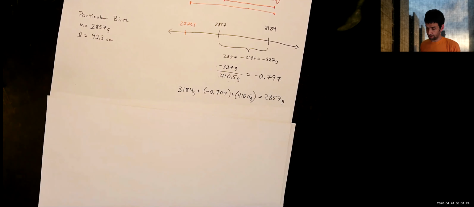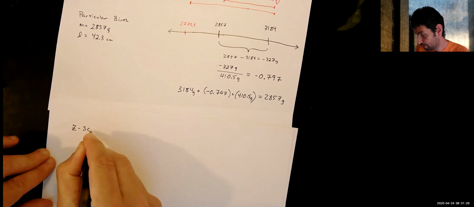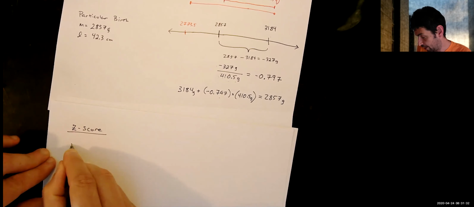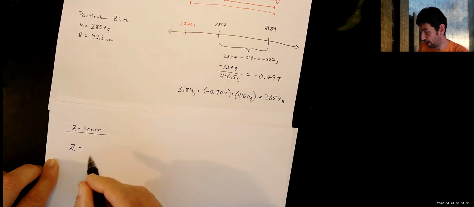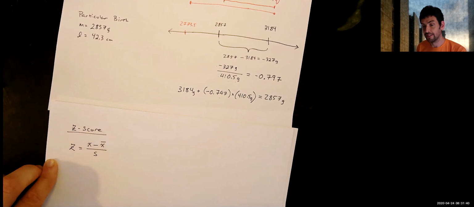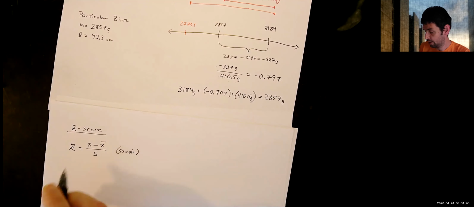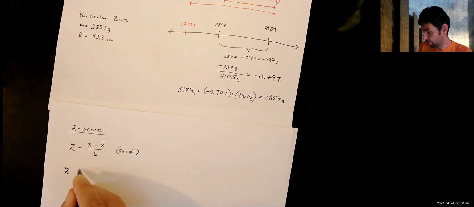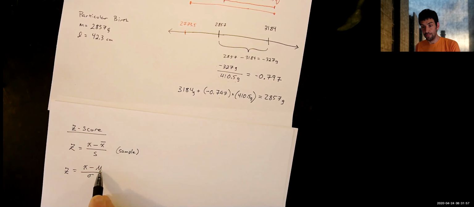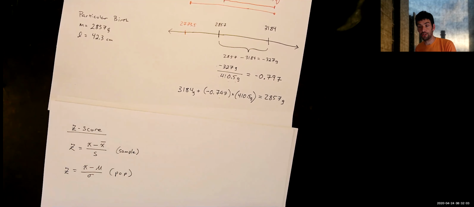Let me write this on clean paper. So what we're doing is something called a Z-score. And my formula is just what I did a second ago. I take my data value minus the mean divided by the standard deviation. All right. This one is for the sample. A Z-score for the population looks almost exactly the same. X minus mu, the mean, divided by the standard deviation for the population, okay?